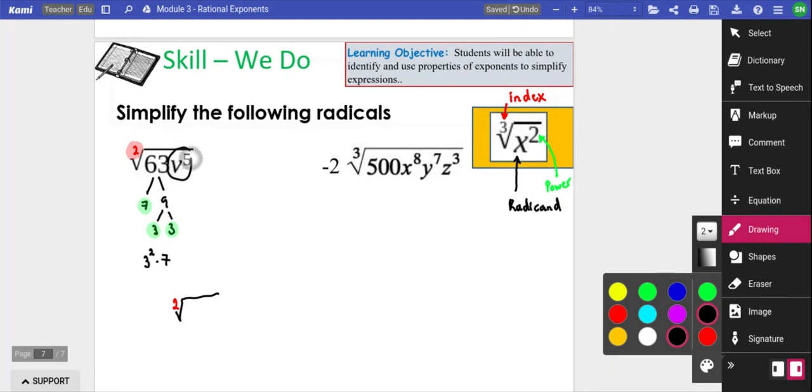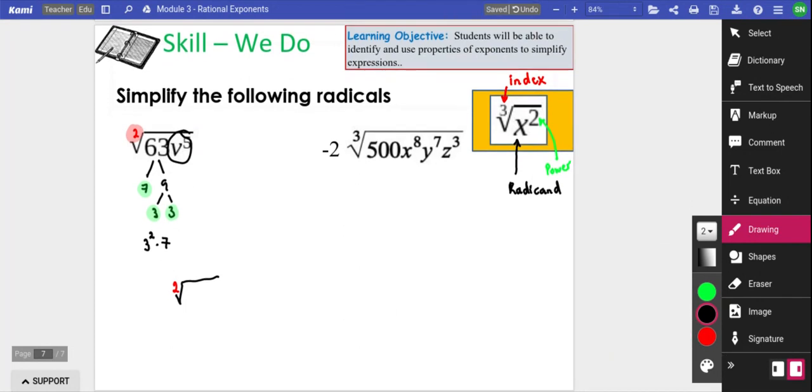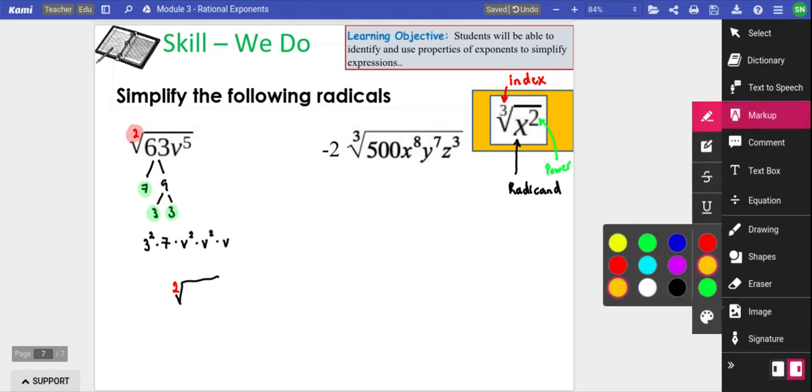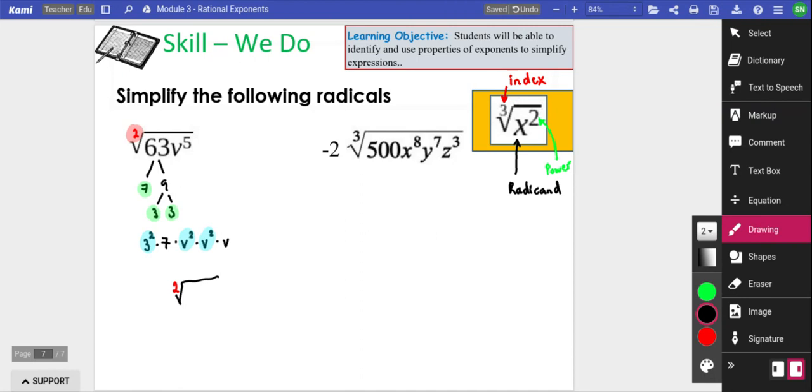Now it's the turn of v to the fifth power. We have to break that down because 5 is bigger than the index. So we'll break it down into v squared times v squared times v. If you add the exponents on the v, 2 plus 2 plus 1, that gives 5, so we did it correctly. Now to determine what goes outside and what stays inside. Anything with an exponent equal to the index, in this case the exponent of 2, will be going outside the radical. The 3 goes outside, the first v goes outside, and the second v goes outside.